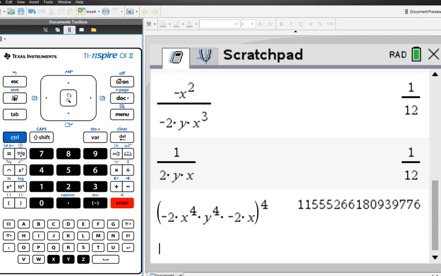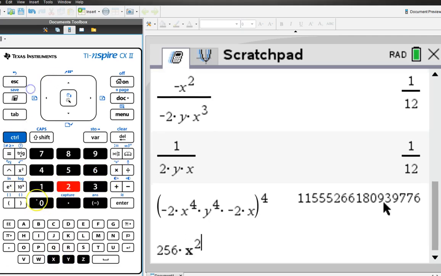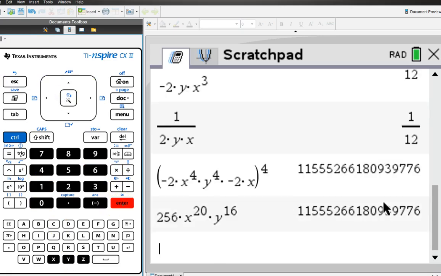2 times 2 is 4, 4 to the 4th power, I'm going to use 256. So I'm going to use choice C. Let's type in choice C, 256. Remember, you're just going to have to type these in. And then times x caret 20, and then hit the right arrow button, times y caret 16, hit enter, and ding, ding, ding, the answers match up, don't they?